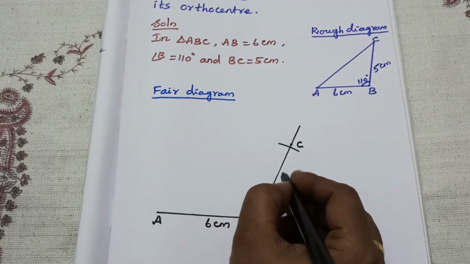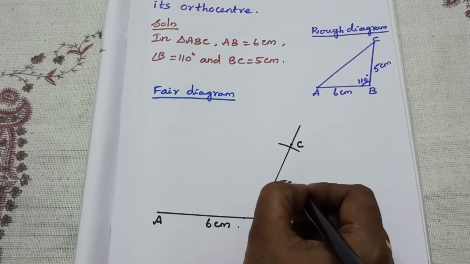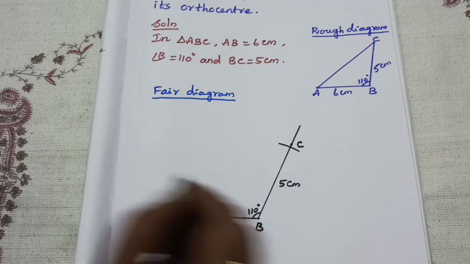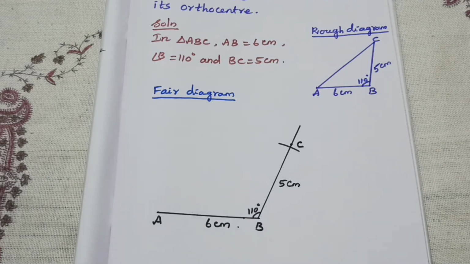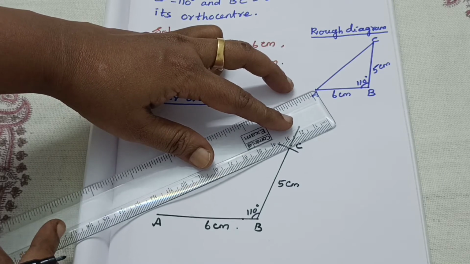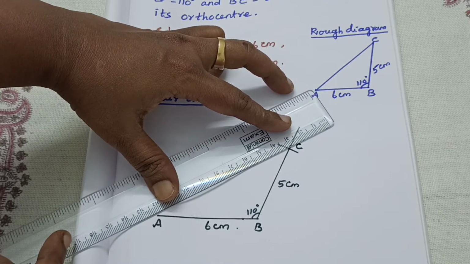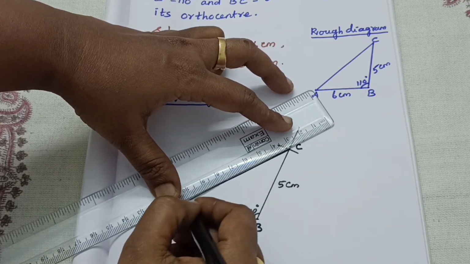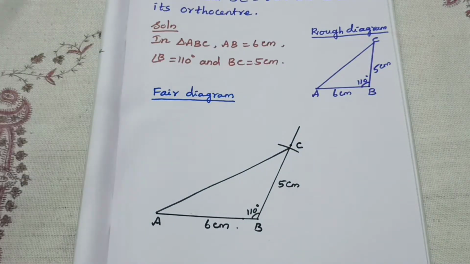Then here we also have to write 5 cm. This angle is 110 degrees. Then join A and C. Join AC.